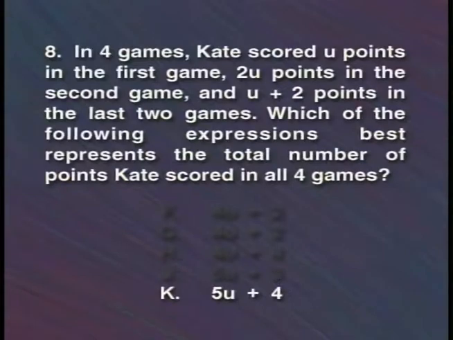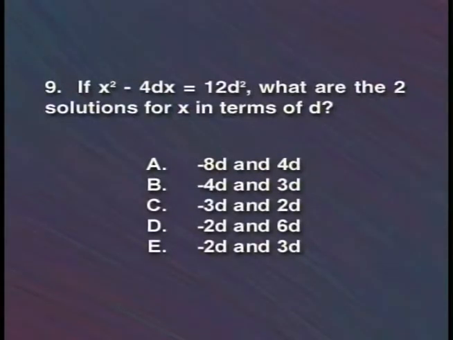Problem 9. If x squared minus 4dx equals 12d squared, what are the 2 solutions for x in terms of d?